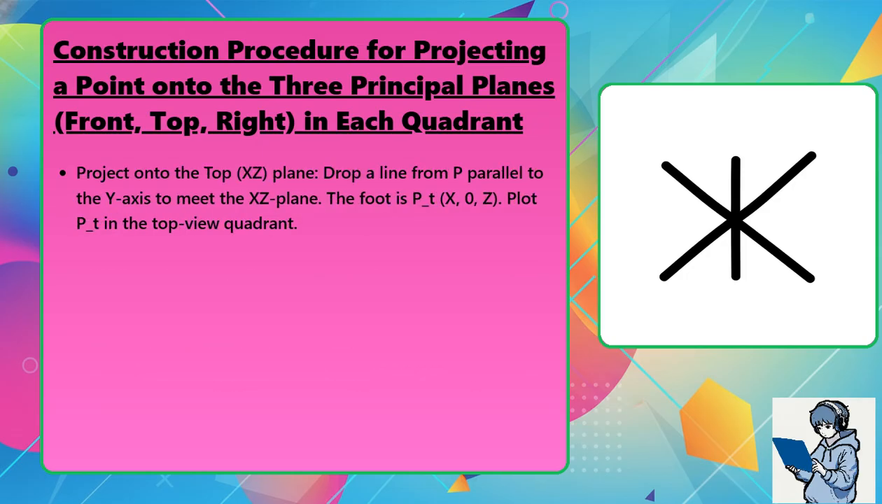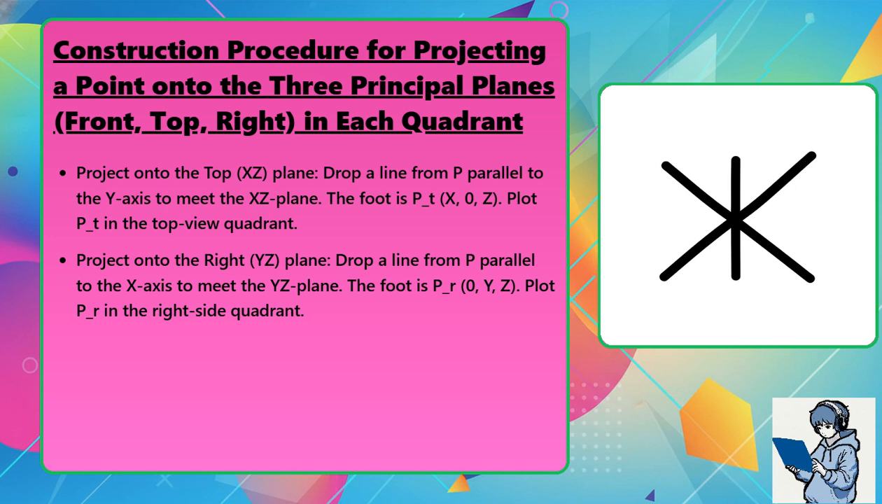Project onto the top XZ plane. Drop a line from P parallel to the Y-axis to meet the XZ plane. The foot is P_T (X, 0, Z). Plot P_T in the top view quadrant. Project onto the right YZ plane. Drop a line from P parallel to the X-axis to meet the YZ plane. The foot is P_R (0, Y, Z). Plot P_R in the right side quadrant.